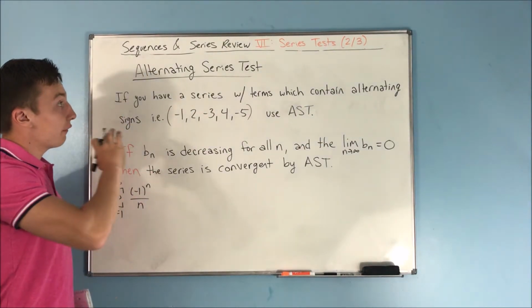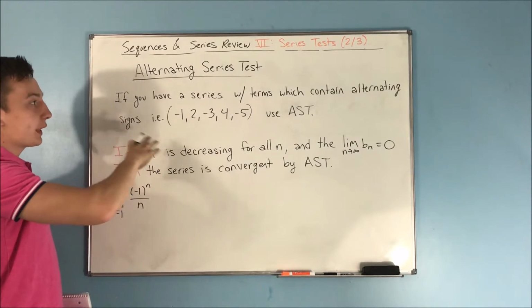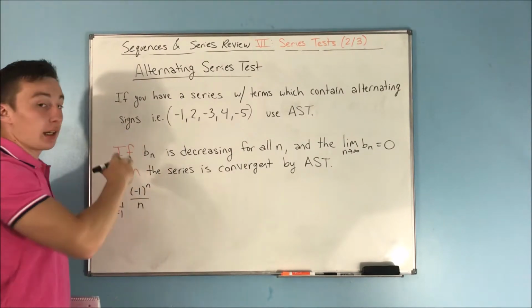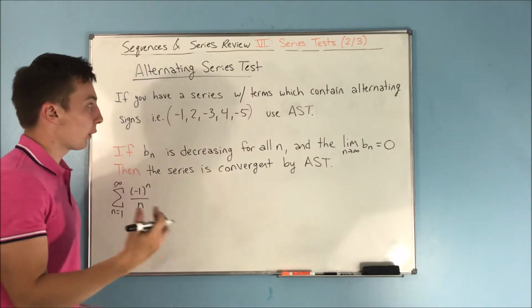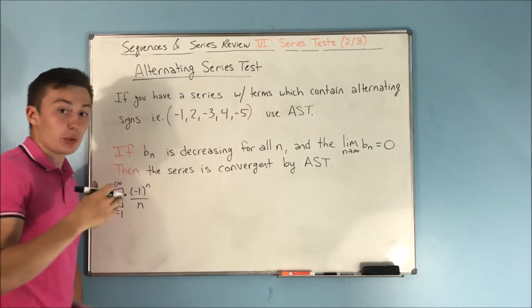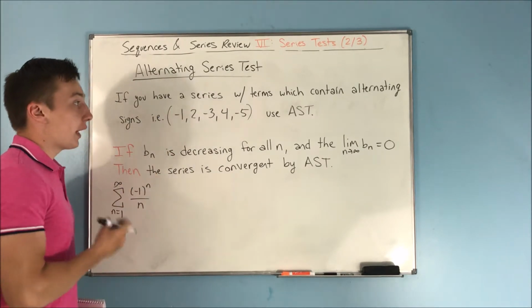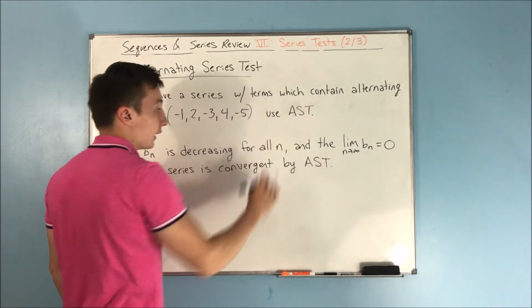Alright, so lastly we have the alternating series test. We can use this when we have terms with alternating signs, something like -1, 2, -3, 4, -5. You can see that the sign is alternating from negative to positive. And that's when we want to use the alternating series test.